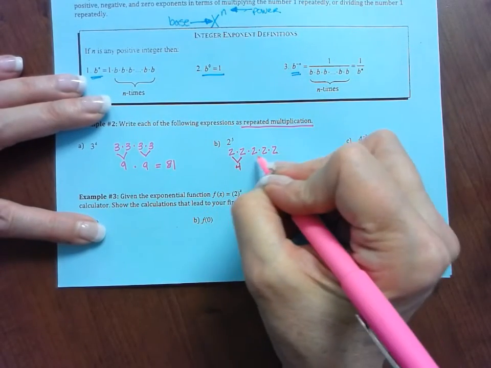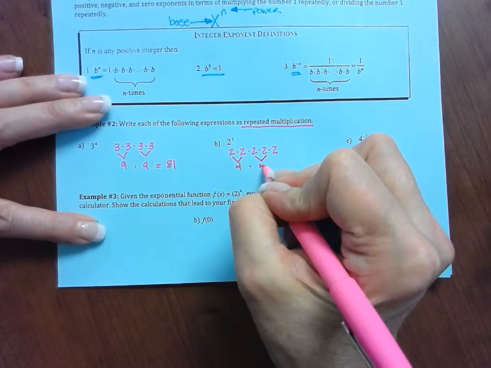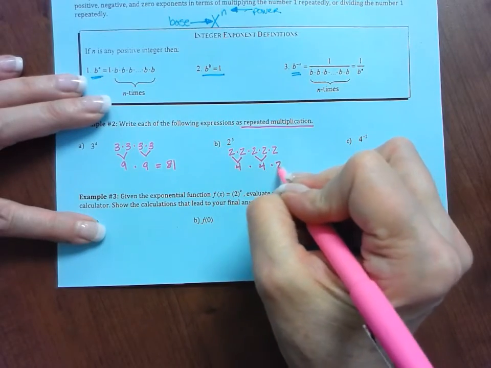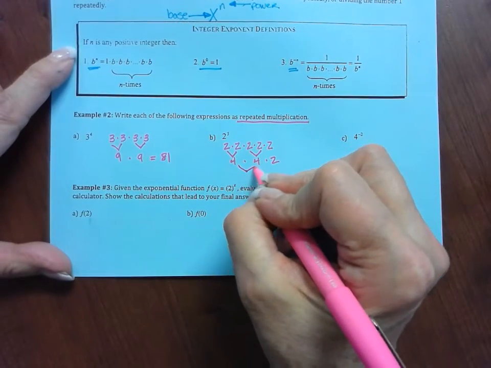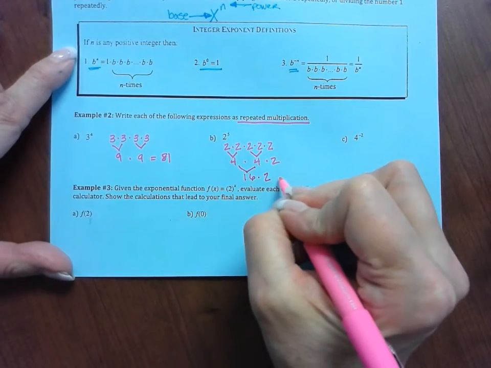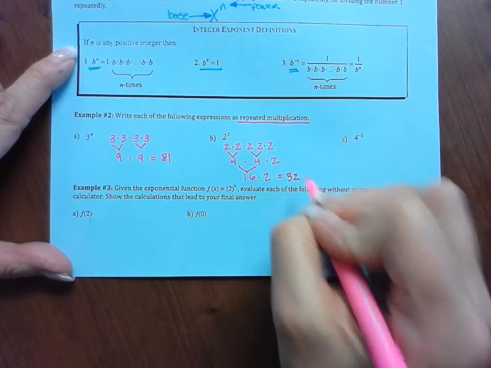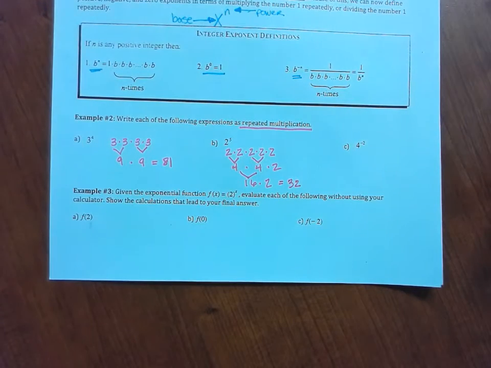All right, 2 times 2 is 4. These 2 times 2 is 4. And then I can say, hey, 4 times 4 is 16 times 2. And that gives me 32. Is that what you guys did to figure out your powers chart last night?